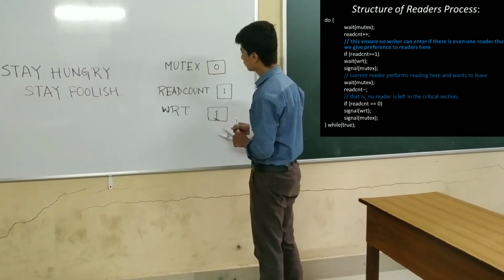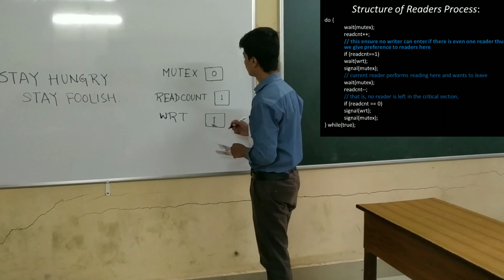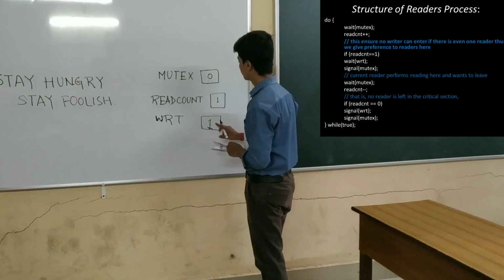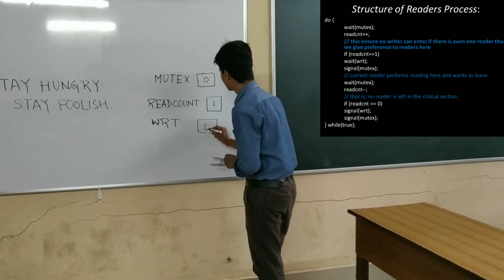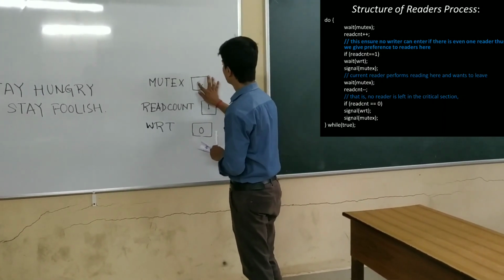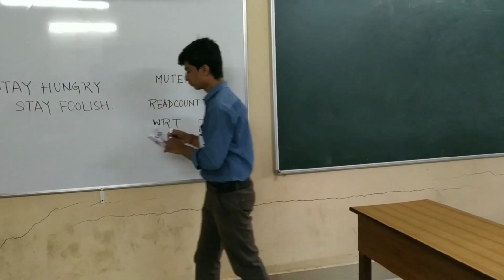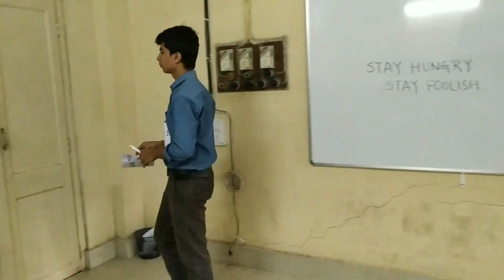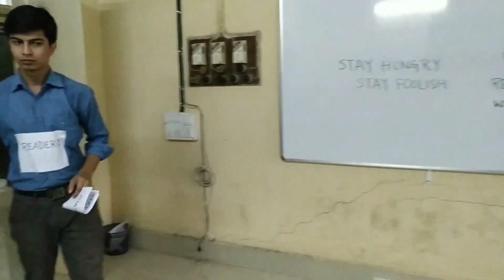Now reader 1 increments the read count and checks the read count. If it is 1, then he changes the WRT from 1 to 0 to prevent writers from modifying the board until all the readers finish reading. Now he changes the mutex from 0 to 1. Now other readers can come, and now reader 1 starts reading.